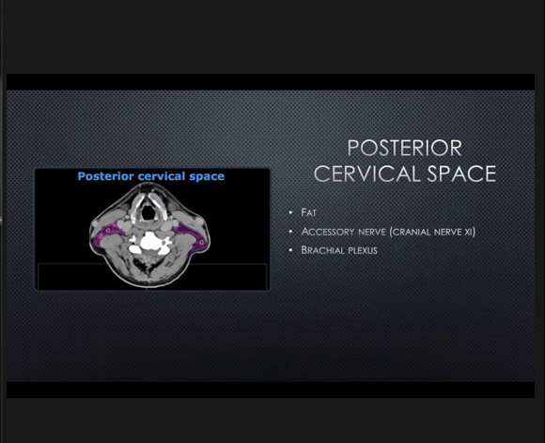So the next space is the posterior cervical space. The posterior cervical space is one of the fat-filled deep spaces of the neck, which is located laterally to the carotid space. It contains fat, the accessory nerve, or the cranial nerve 11, and the brachial plexus.